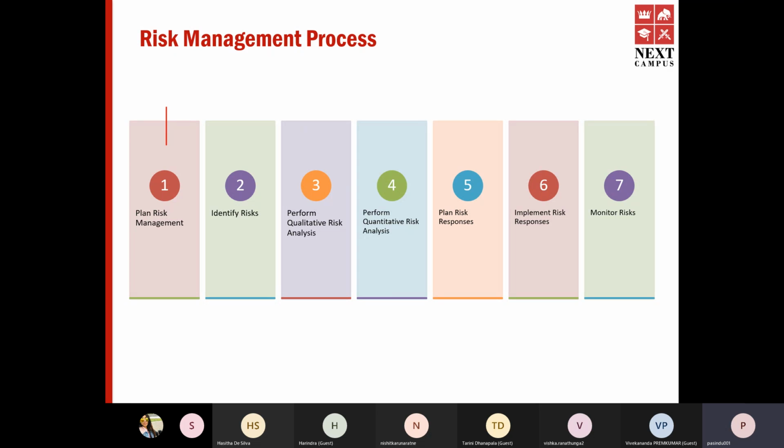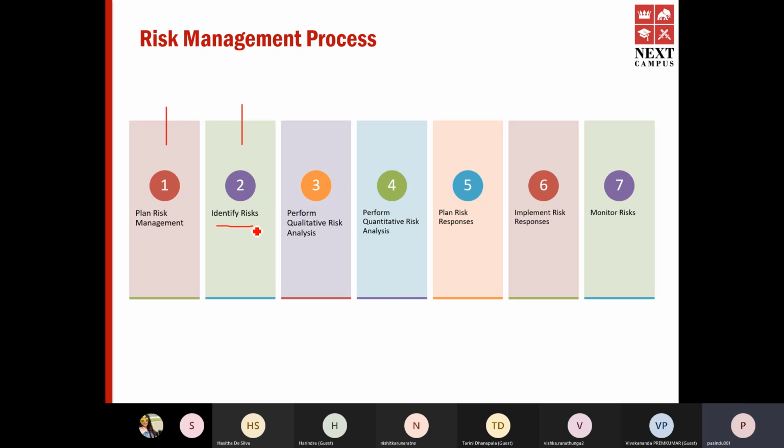Once you have a plan to manage your risks, the second thing is to identify risks. How are you going to identify risks? Who's going to identify risks? How often? Where are you going to log the risks? How are you going to log the risks? What is the format? What are the criteria you're going to capture? All of this would be discussed and decided in the second sub-process, which is identifying risks.